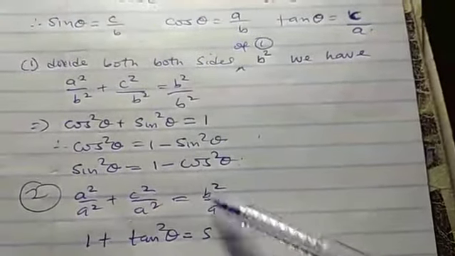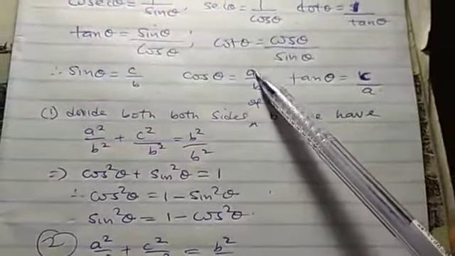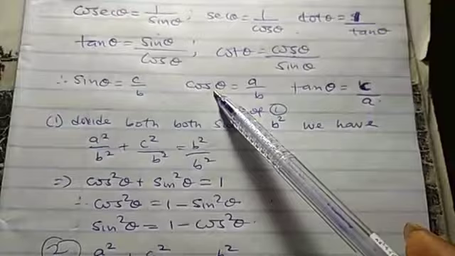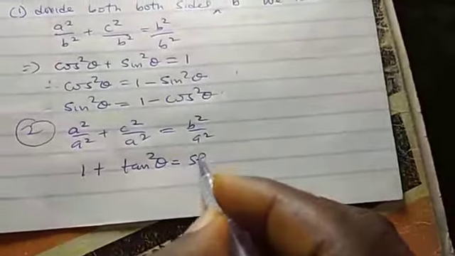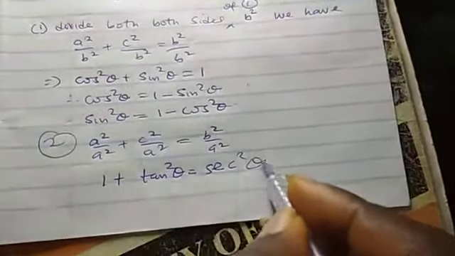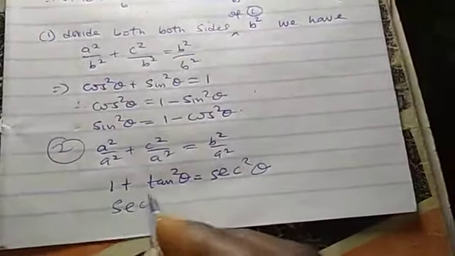Now the next one is b over a. There is no b over a, but we have a over b. A over b is cos. Definitely b over a will be the reciprocal, which is sec. So in that case, this place will become sec square theta. From this place, I can have sec.